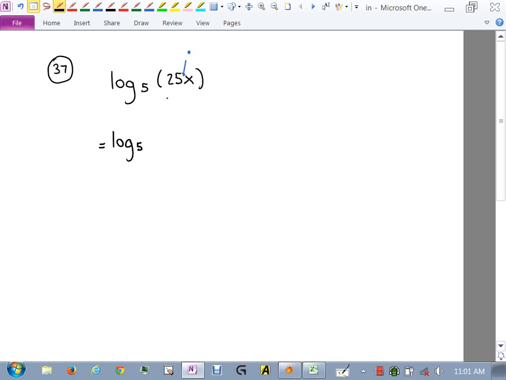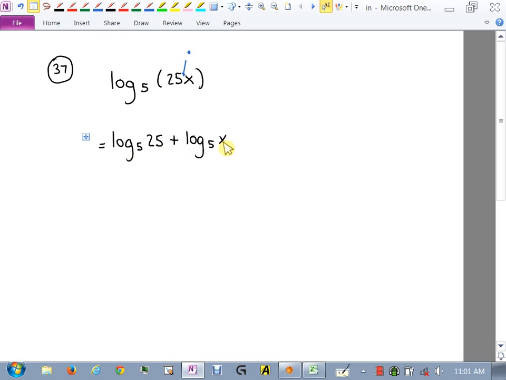The first one would be log base 5 of what? 25, thank you. Plus another log base 5 of x, thank you. Okay, that's the first step. And then there's one more thing you can do, and this is going to be important as we progress through today. When you have log base 5 of 25, you have a number here and a number here, right?